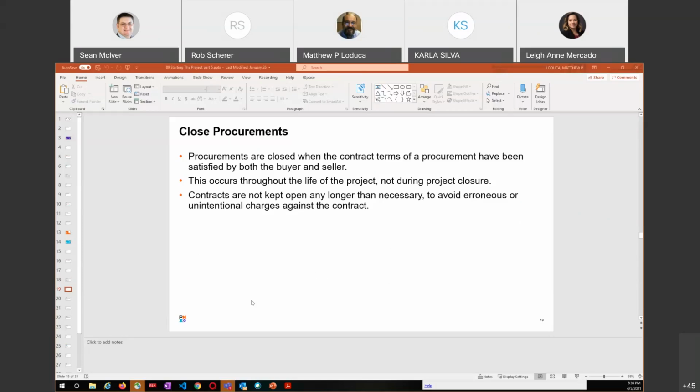This can occur throughout the life of the project, not just during project closure. So if your contractor is a subcontractor delivering a piece of your project, once they're done, they're done. You can close this out. You don't have to keep working with them, even though you still got months or years left on this project.